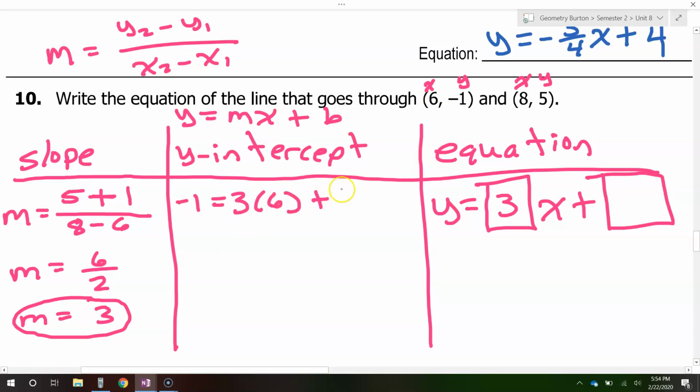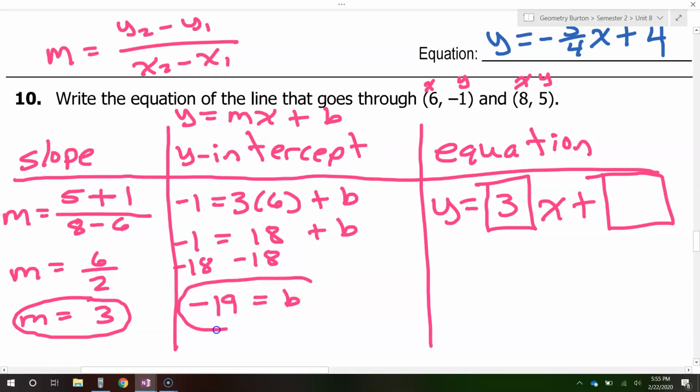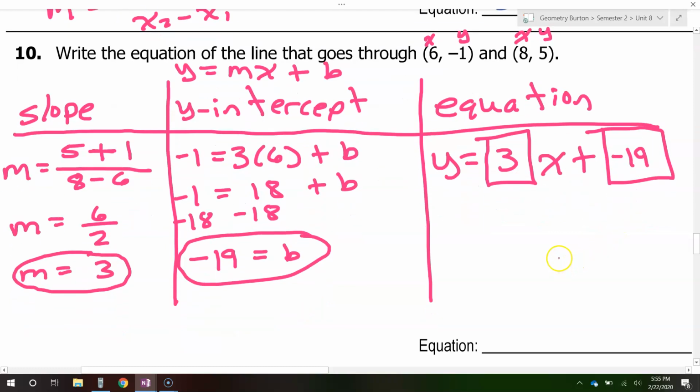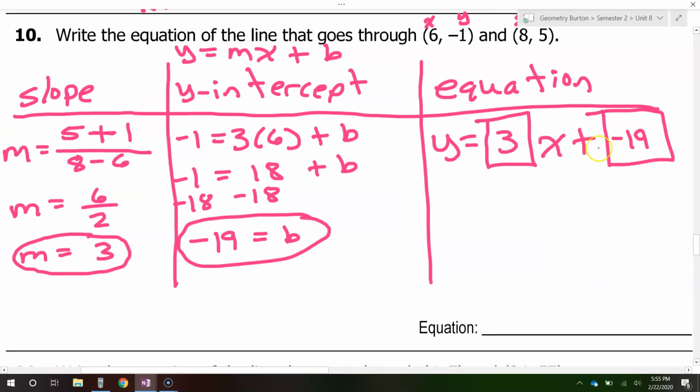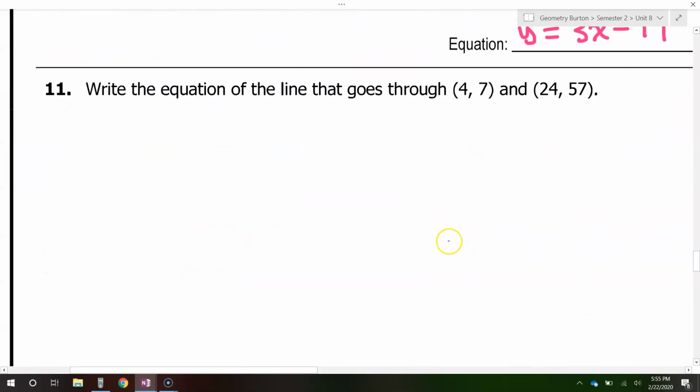And then plus b. So we have negative 1 is equal to 18 plus b. And then we have to subtract 18 from both sides. So that gives us negative 19 is equal to b. All right, so the negative 19 goes right here. For your final answer, do not put plus negative 19. Just write y equals 3x minus 19. Great, great, great.